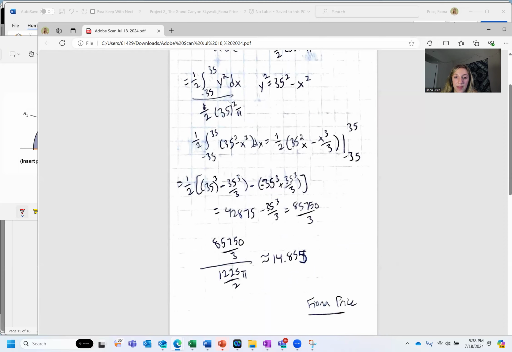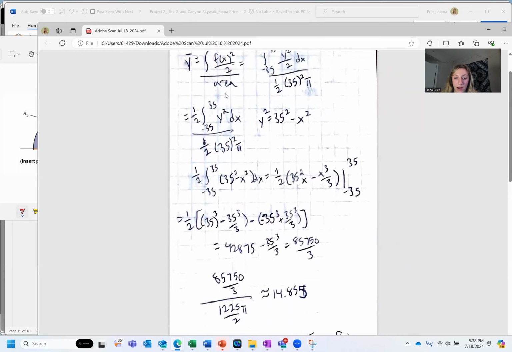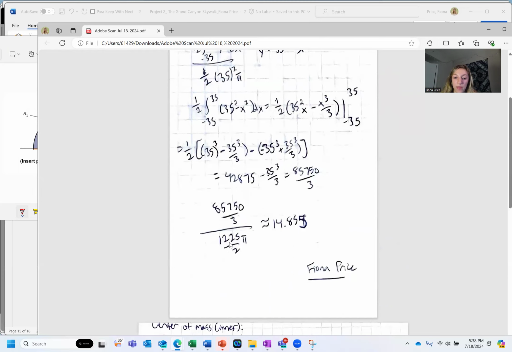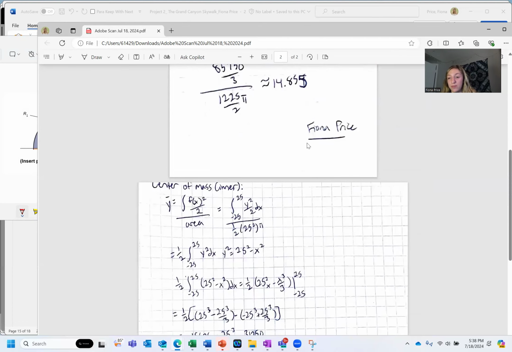It came out to this, but then in this last step, I pulled back our area. So 35 squared times pi divided by 2. Remember, 35 is our radius, and that came out to 1,225 pi over 2. When you calculate all of this, you get about 14.855. But that's just the outer semicircle, right?